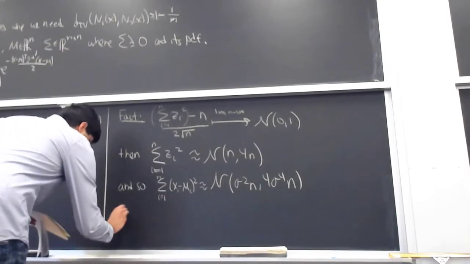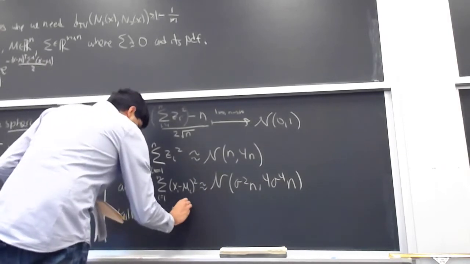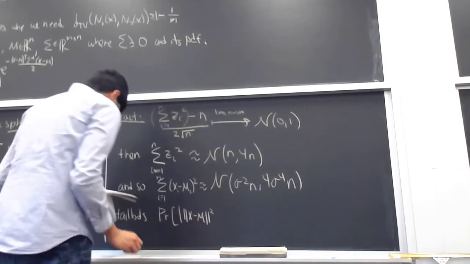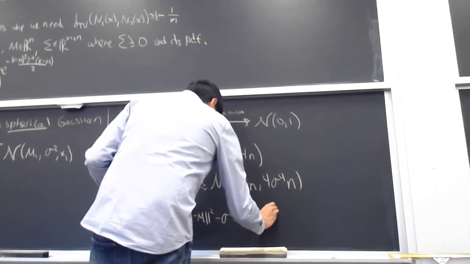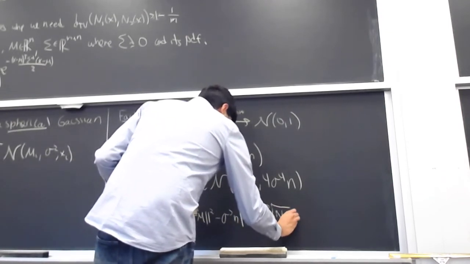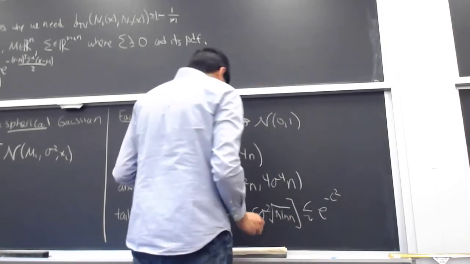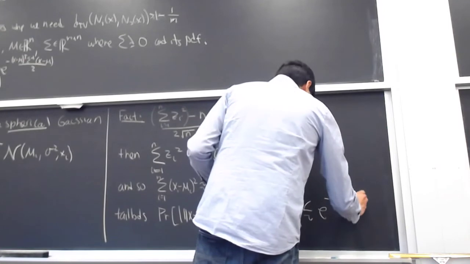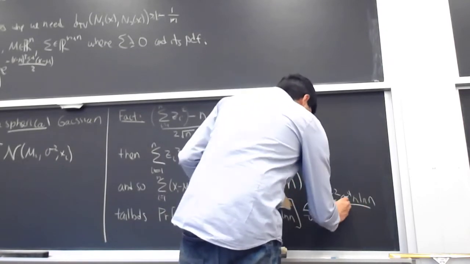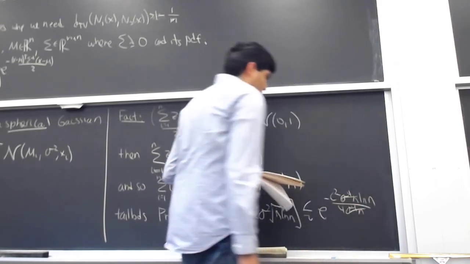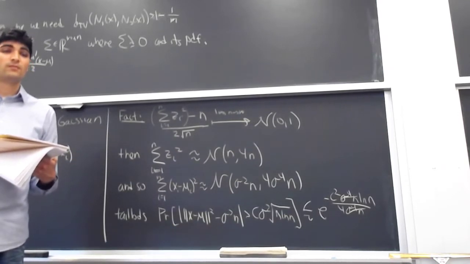So then, standard tail bounds imply that the probability of x minus mu squared minus sigma squared n being larger than some c sigma squared root n log n is roughly upper bounded by e to the minus c squared sigma to the 4th n log n. That comes just from how much you're deviating here, divided by the overall variance, so we end up getting this 4 sigma to the 4th n. And that's exactly what we were looking for. We get n to the minus c squared over 4. That's true in the limit.